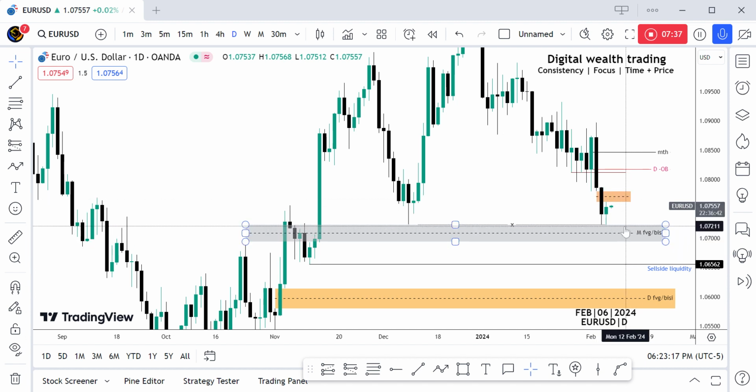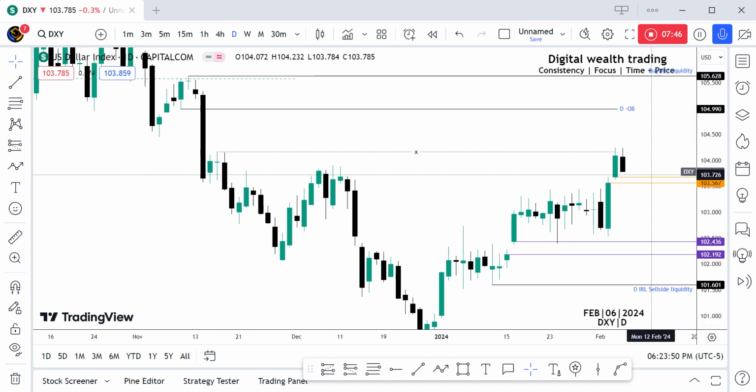So let's go to the DXY, which is the dollar index, and see how they are correlated. So, all right, this is the dollar index, the daily contract for the 6th, which is Tuesday, February 2024. Now, we can also see how bearish the market is on the dollar index, and we have the weekly opening gap. So we might come back and refill all the inefficiencies before going higher.